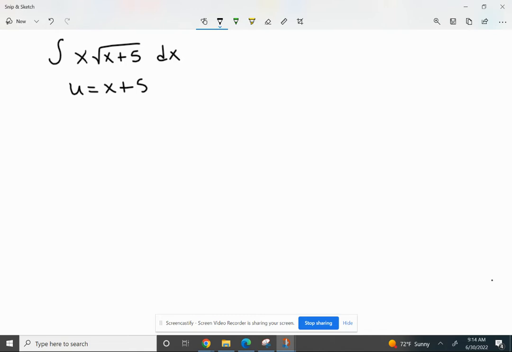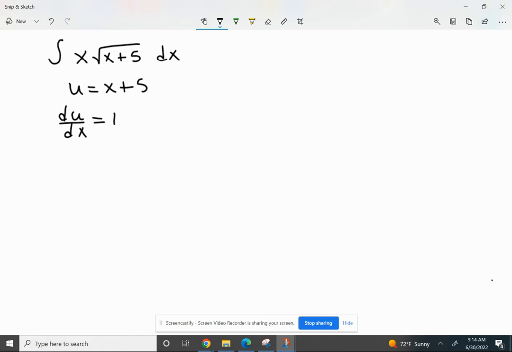And now we want to find the derivative of u with respect to x. So du/dx. The derivative of x is just 1. The derivative of 5 is 0. So du/dx is equal to 1.